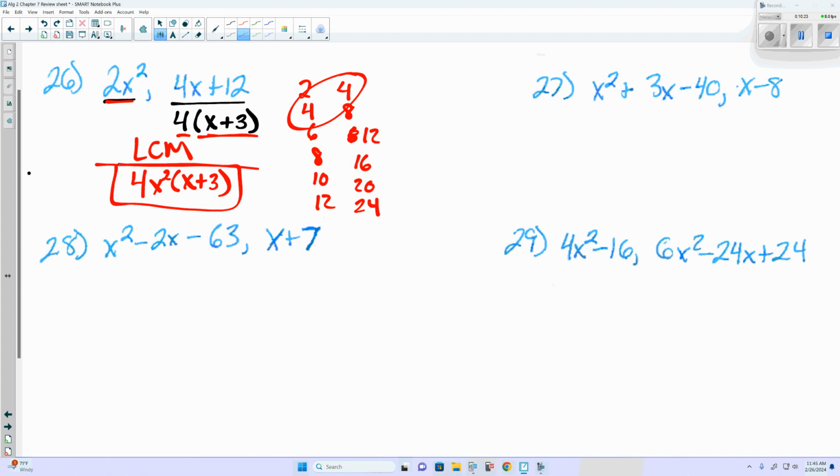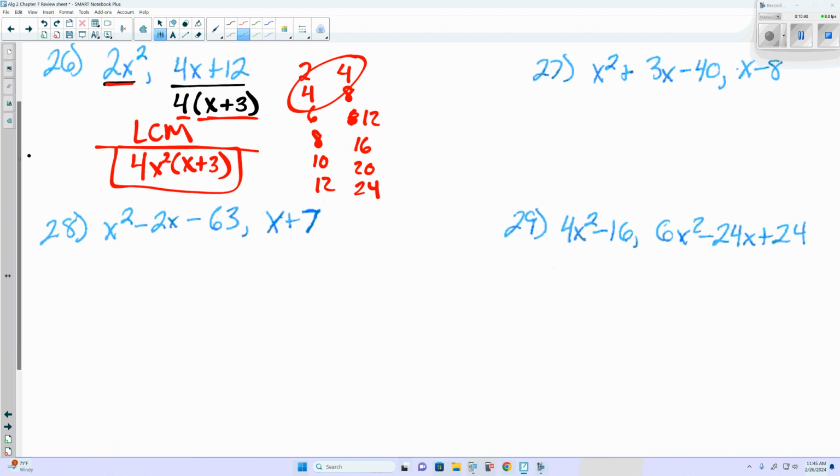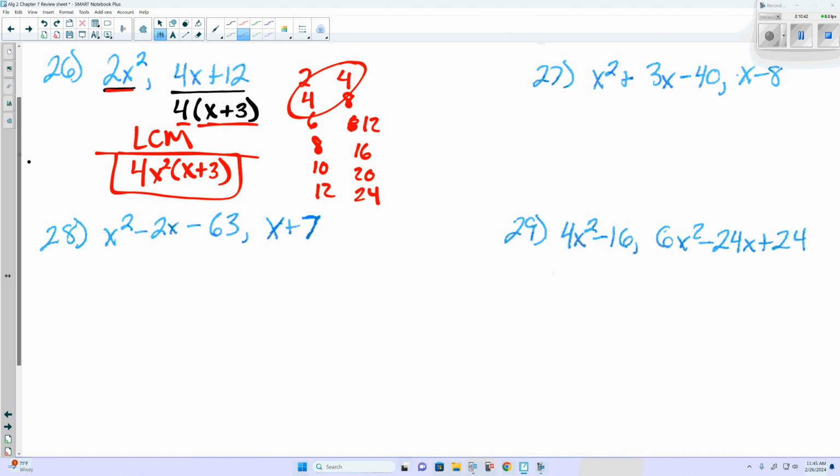If a problem like this did show up, if you put, say, 6 or 8, 6 really doesn't work, but 8, instead of saying 4x squared, you had 8x squared, you'd still get the majority of the points, because you just wouldn't get the one for the 8. But, questions on 26? 29.